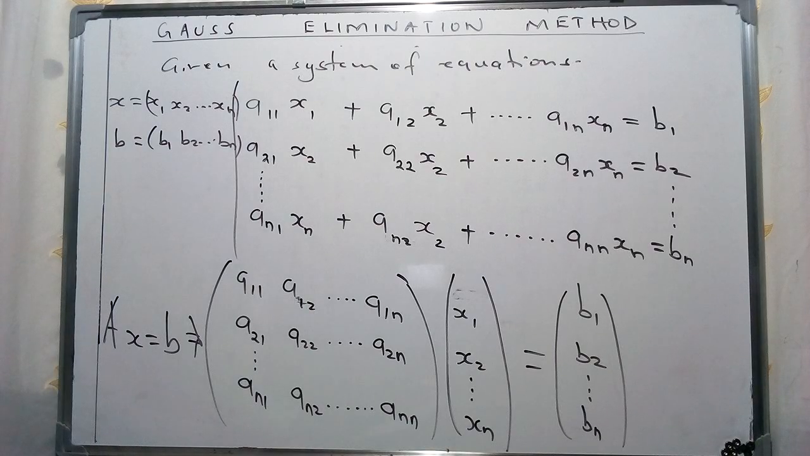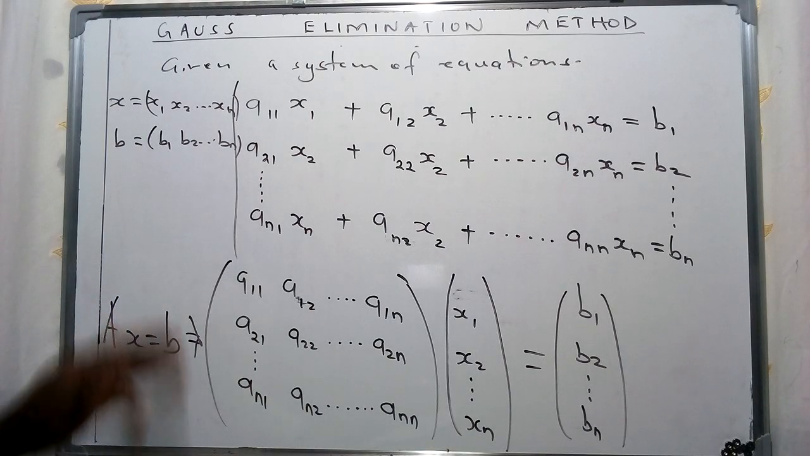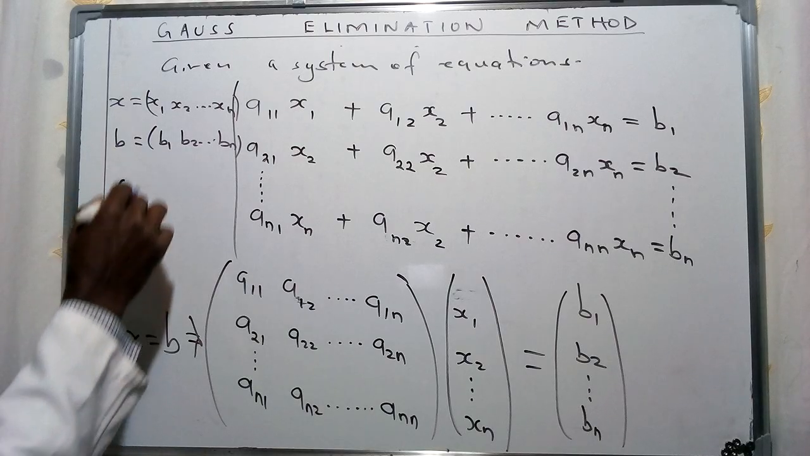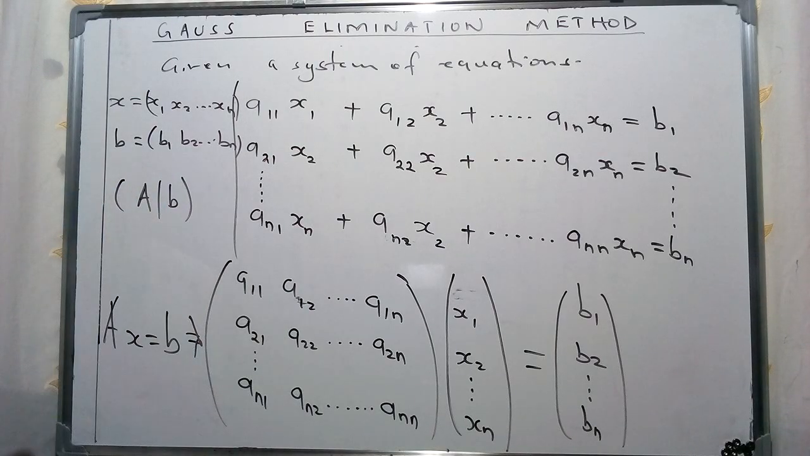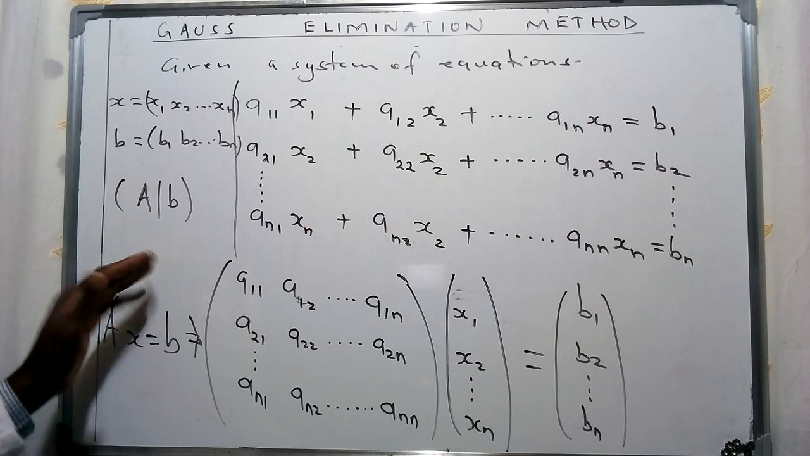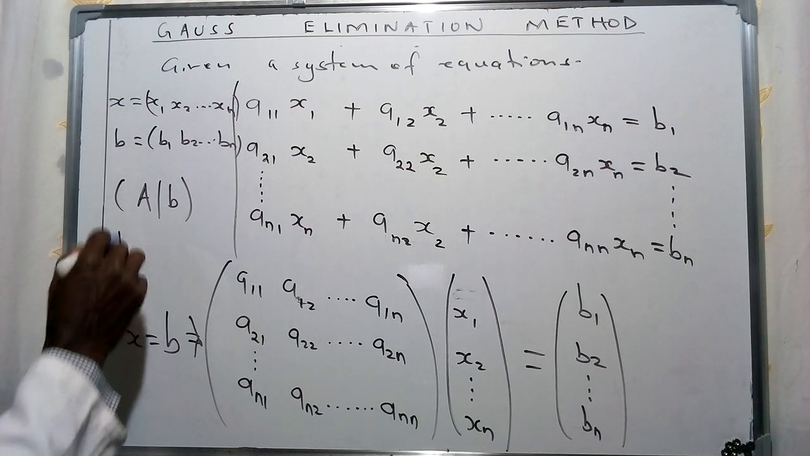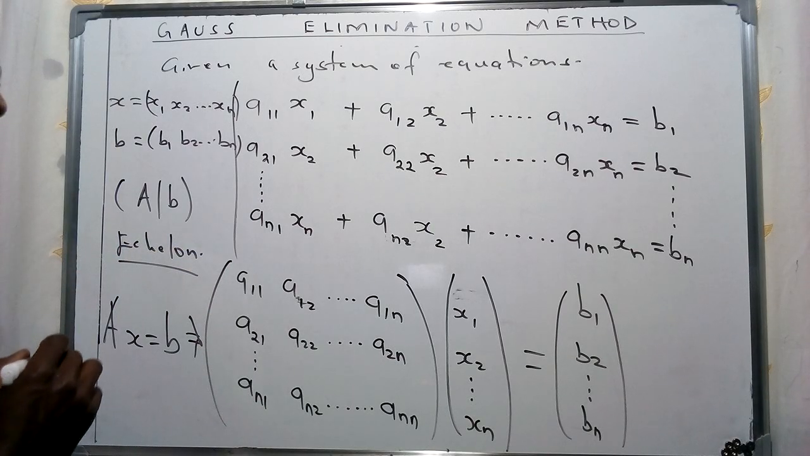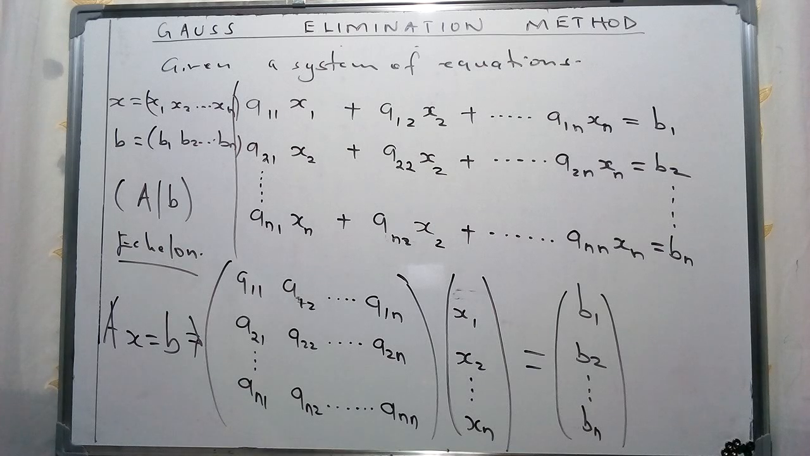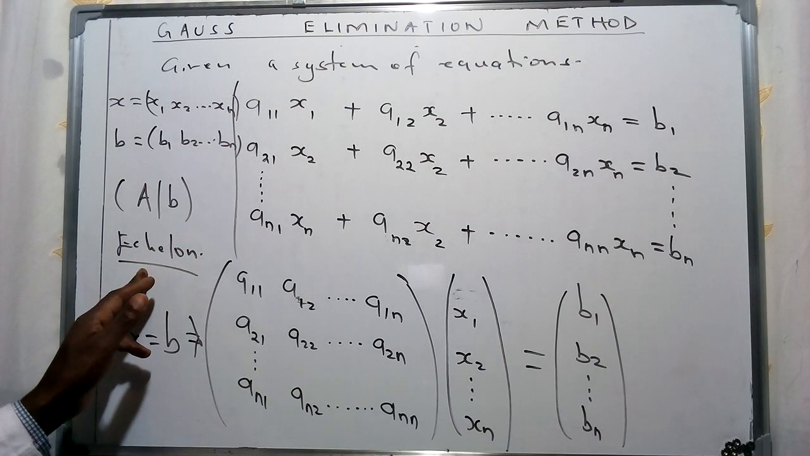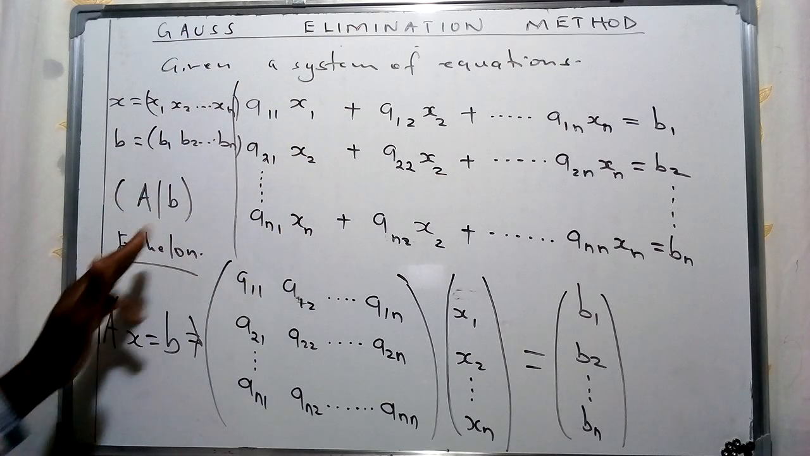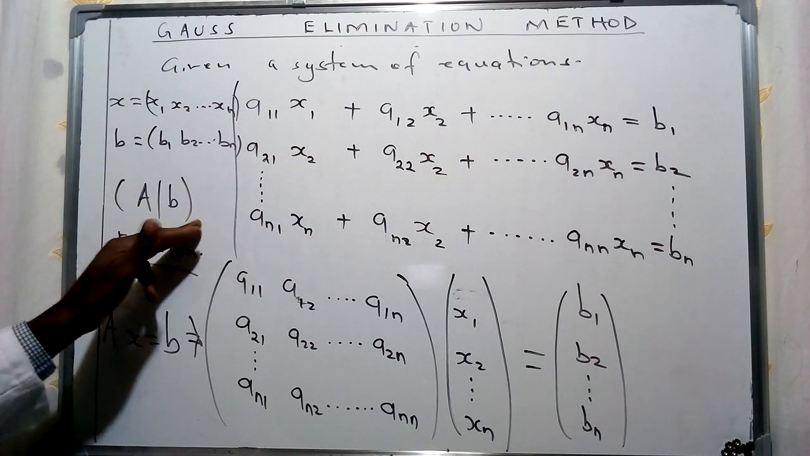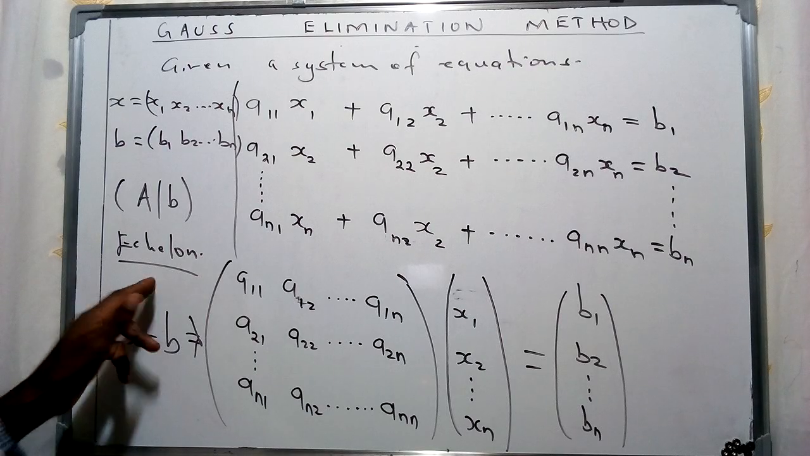Now, from our previous discussion, we had said that we can use an augmented form of A and b for us to try to reduce this specific matrix to an echelon form. And in this case, we're going to see that there is going to be a difference. In our previous discussion, we talked about the concept of a row reduced echelon form kind of matrix. But the Gauss elimination method is going to be using this augmented form in order to form what we refer to as an echelon matrix.